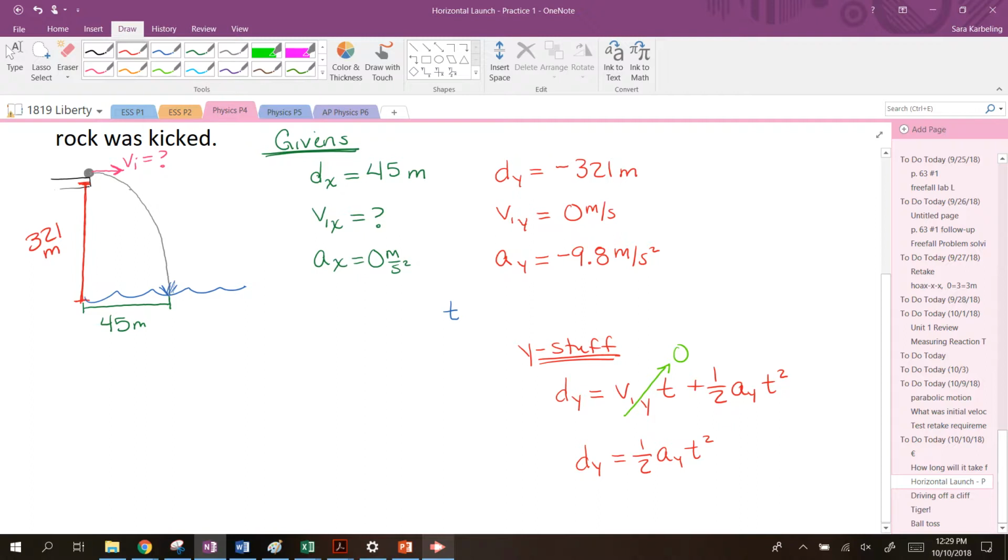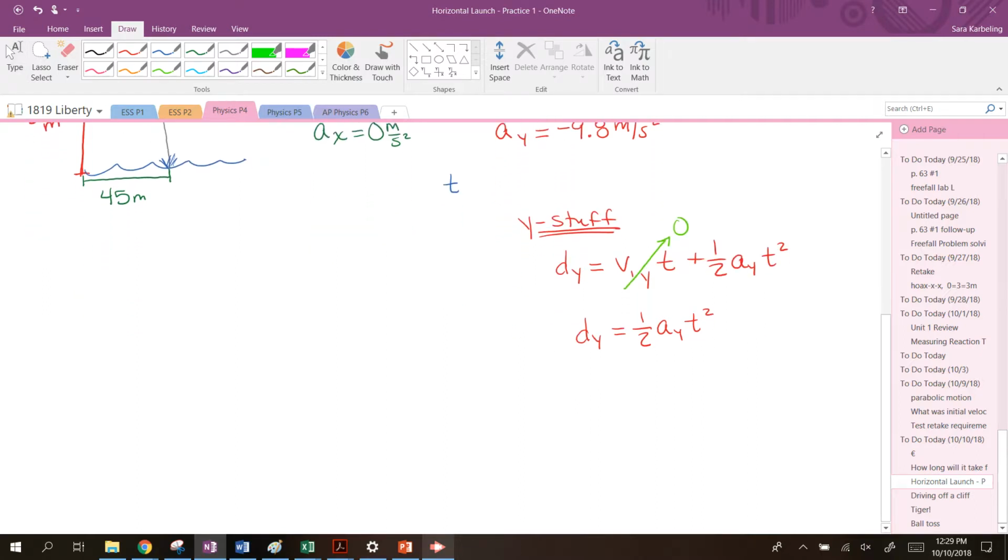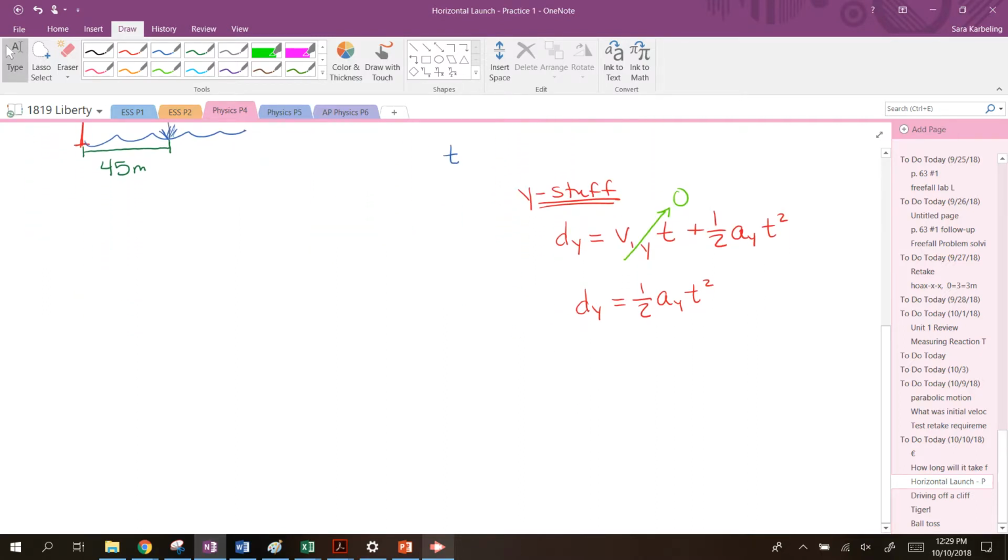You've solved this problem probably about 12 times already in your life. Okay? Maybe more than that. Maybe 30 times. I've probably done it hundreds or thousands of times. I know you can do it. Let's get t all by itself. How are you going to get t all by itself? Divide by what? Let's divide by 1/2 ay. Let's do it.